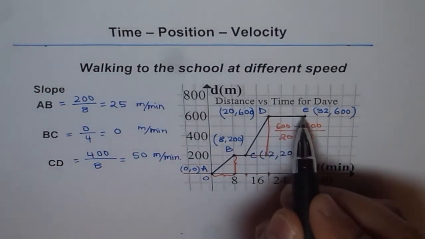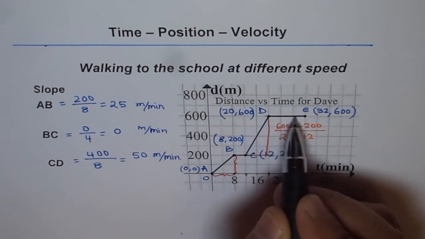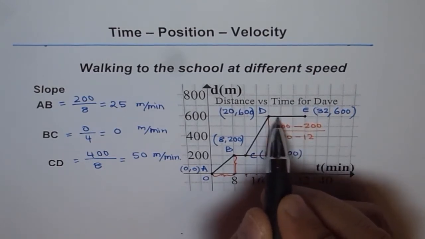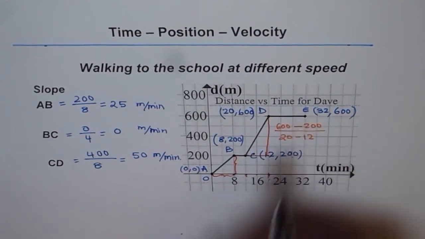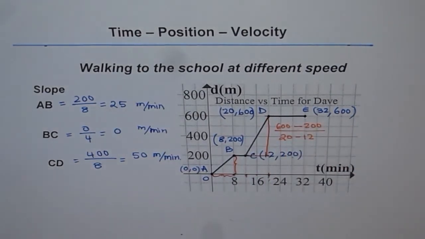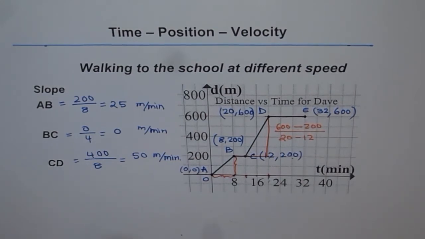Now from D to E, it just shows that Dave stays in the school all along, right? So he doesn't move, right? So speed is 0, distance does not change, right? So this additional information which we got here helps us to describe the situation in a better way, correct? So try to make your own story and describe the given graph.